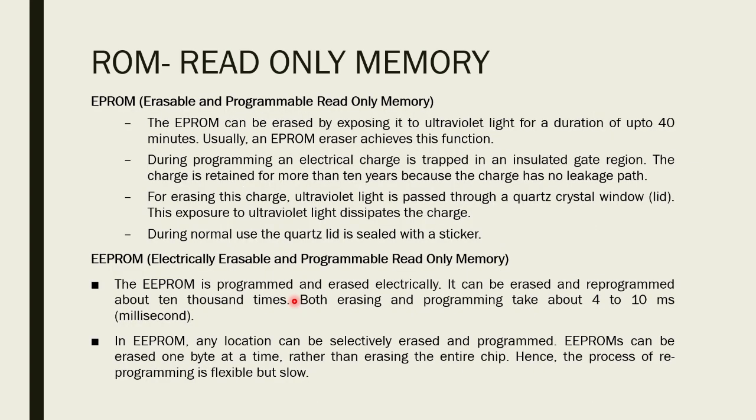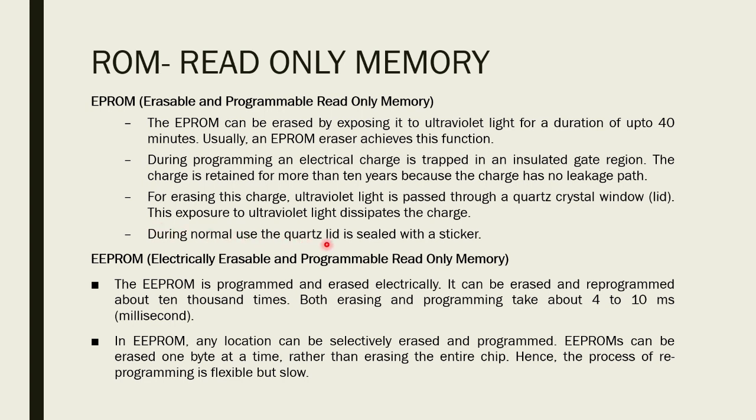So next one is EPROM, erasable programmable read-only memory. The EPROM can be erased by exposing it to UV light for a duration of up to 40 minutes. Usually an EPROM eraser achieves this function. During programming, an electrical charge is trapped in an insulated gate region. The charge is retained for more than 10 years because the charge has no leakage path. For erasing this charge, the UV light is passed through a quartz crystal window. This exposure to UV light dissipates the charge.